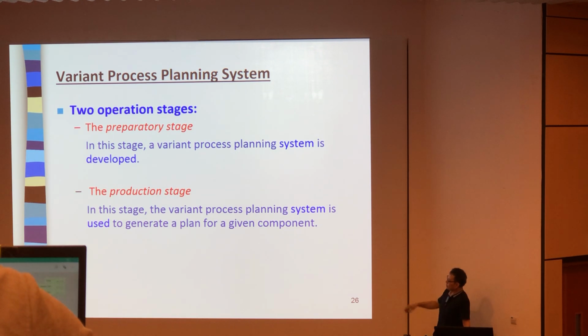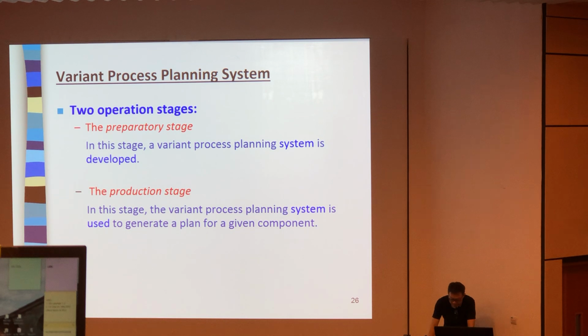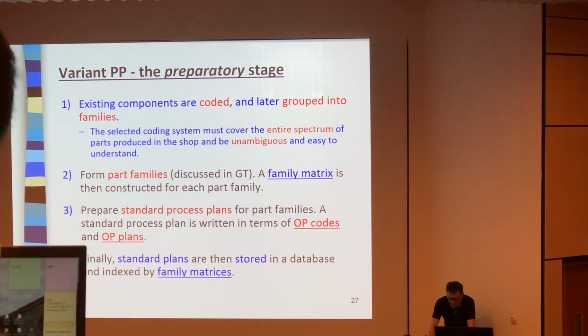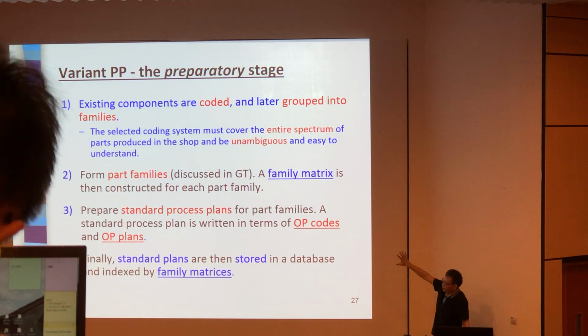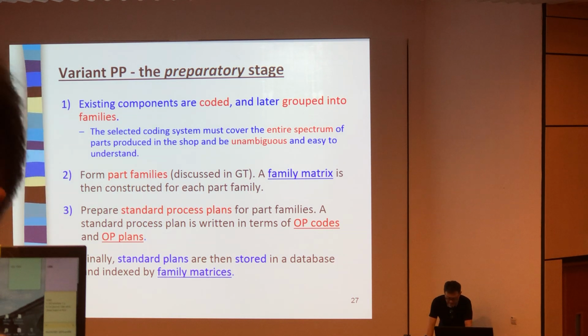We need to look at the details. And the second stage is when the system is ready and the variant system is used to generate plans for a given component. So how to use it. The first one is how to develop it. The second one, the production stage, is basically how to use it. The description of these two stages in wordings is all summarized here.